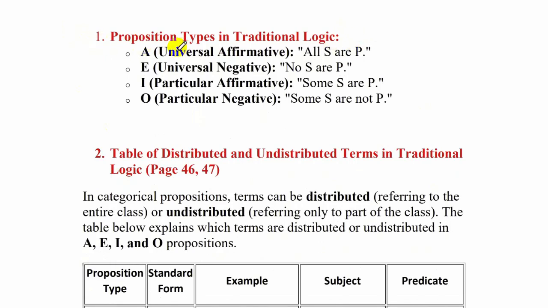What are proposition types in traditional logic? There are four types of propositions in traditional logic. They are: A, universal affirmative. The logical form is all S R P. This is a standard logical format. S means subject, P means predicate, R means copula. All is a quantifier. It says everything of S is P.